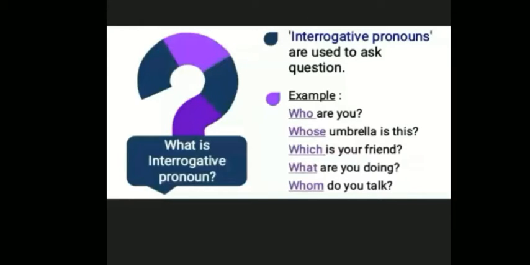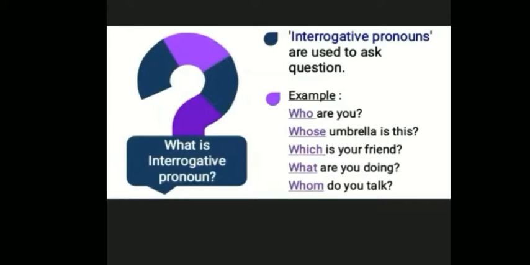Let's talk about the interrogative pronoun. So what is it? When pronouns are used to ask question, then it is called interrogative pronoun. See the example. Who are you? Whose umbrella is this? Which is your friend? What are you doing? Whom do you talk? They all are asking question.